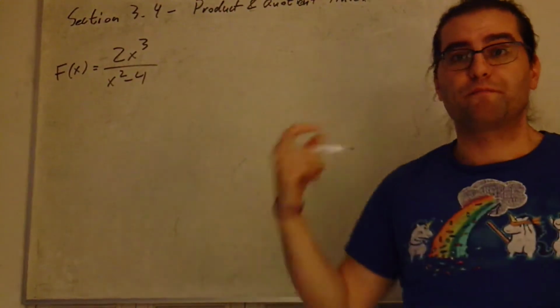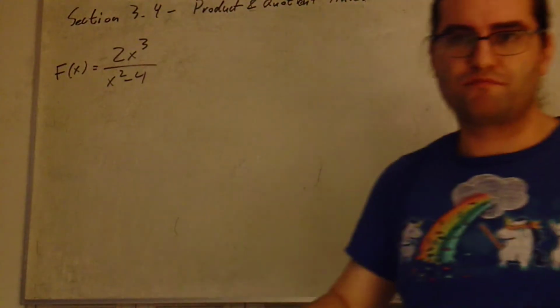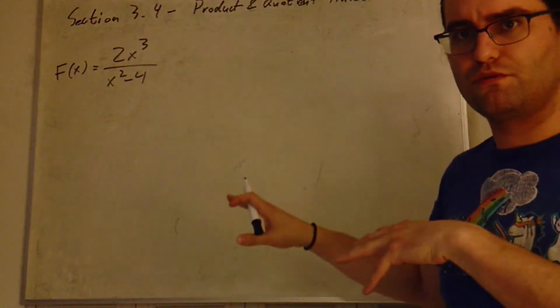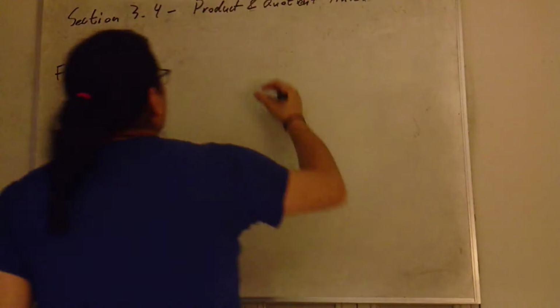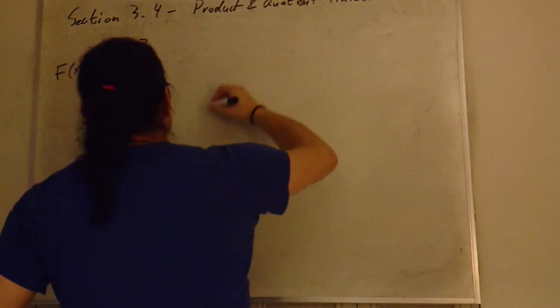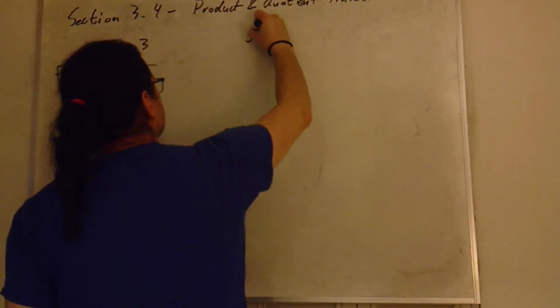Alright, so, quotient rule, bare bones. We're going to do the formula, we're going to use the formula, and we're going to know the quotient rule. Quotient rule formula is this.